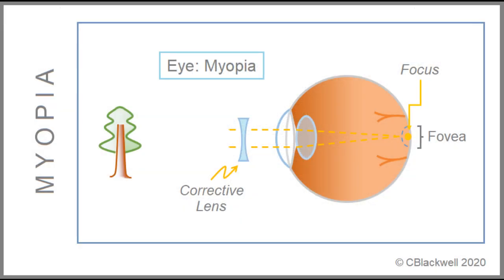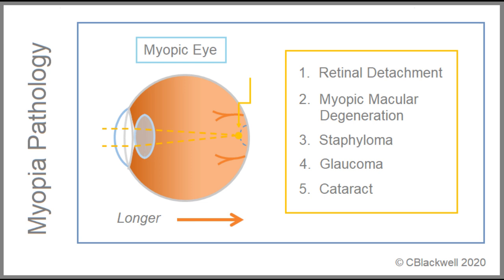Sharp focus can be restored using a corrective lens, specifically a diverging lens to push the image back to the retina. The other result of the longer eyeball is that the layers of the eye are stretched thinner, causing problems in each of them. These are the main complications of myopia.